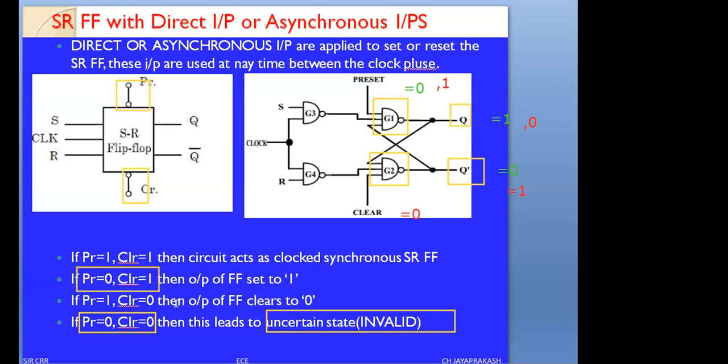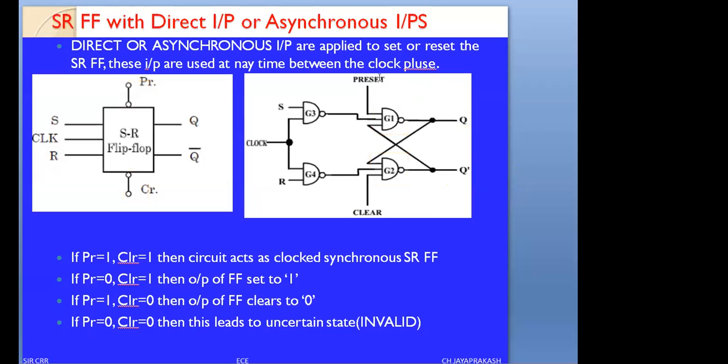This condition we are calling as: when preset is 1 and clear equals 0, the output of the flip-flop clears to 0. This is called the clear condition. Now, if you want to make the circuit completely synchronous, we have to disable preset and clear. To disable, we just make preset equal to 1. Preset ని 1 అప్లై చేస్తున్నాం.